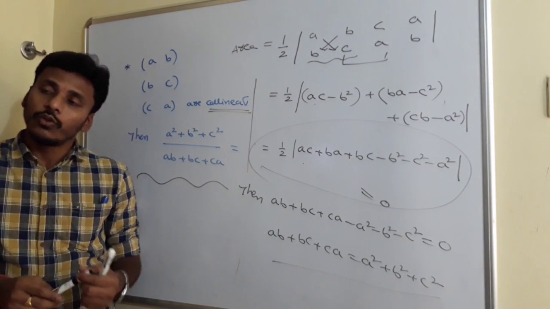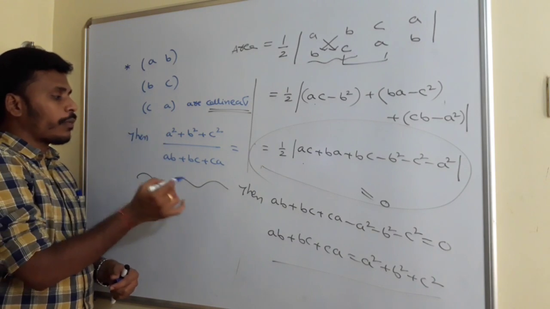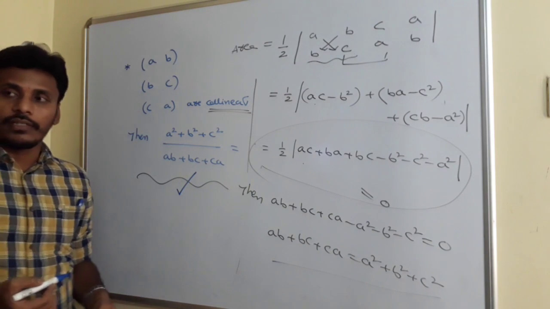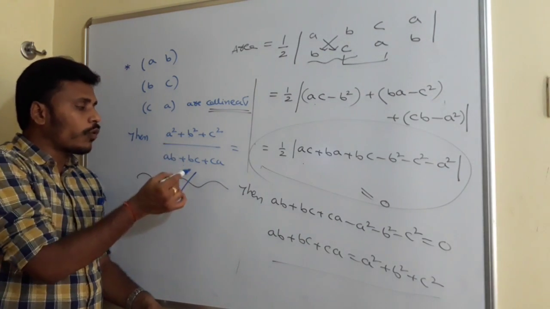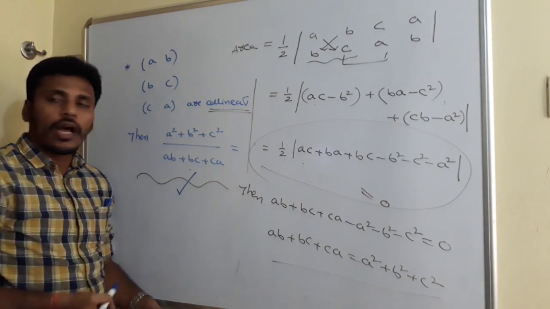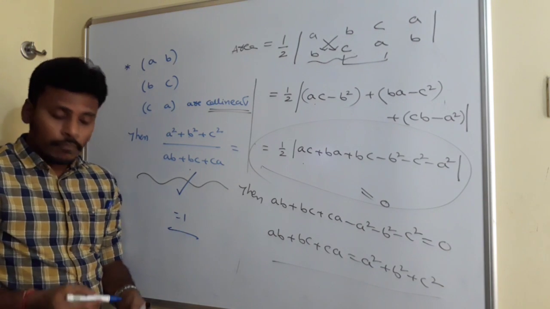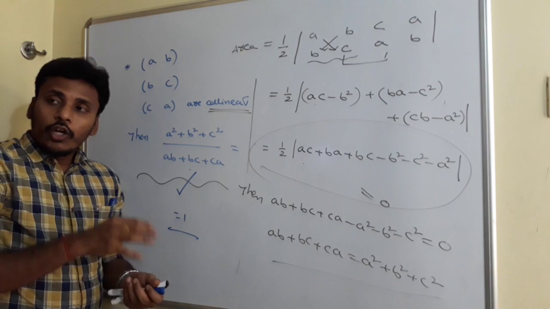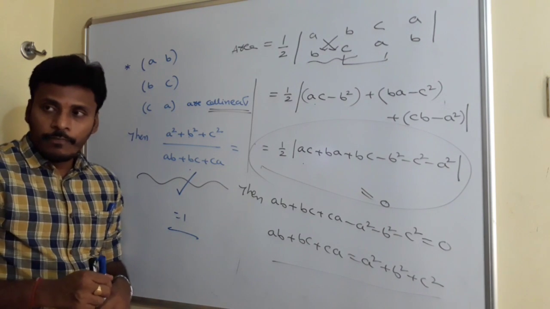But they ask you to find the value of A square plus B square plus C square by AB plus BC plus CA. But you get that these two are equal. Since these two are equal, do cancellation and your answer for the problem is 1. Is it clear? We are doing different problems related to the area of the triangle.